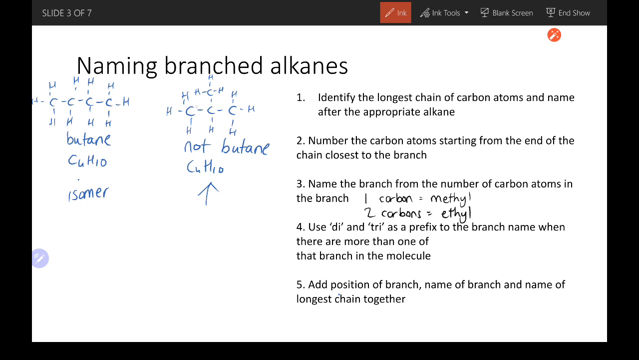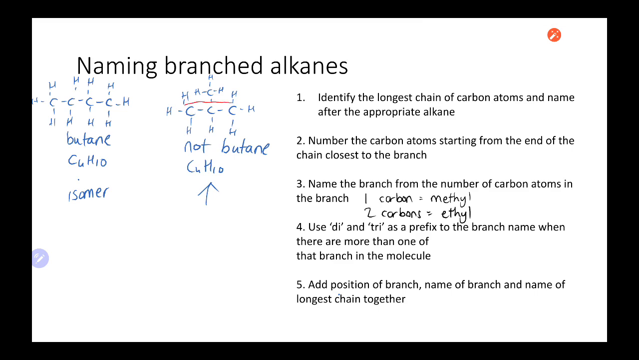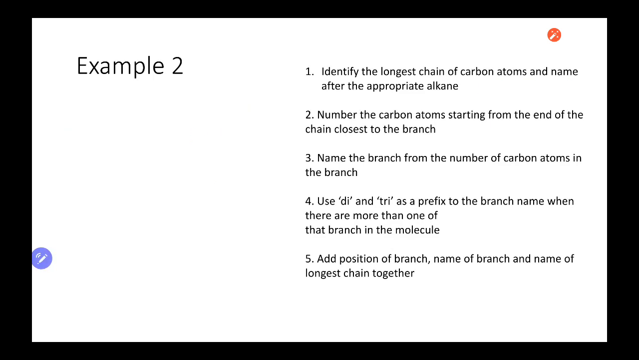all you're having to do is identify which carbon chain is longest in the molecule, right? So in here we've got 3 carbons in a row, so we'll just say that that's our longest chain, and we name that after the appropriate alkane. So the alkane with 3 carbon atoms is propane, so I'll just write that over here just now, just to keep ourselves right.